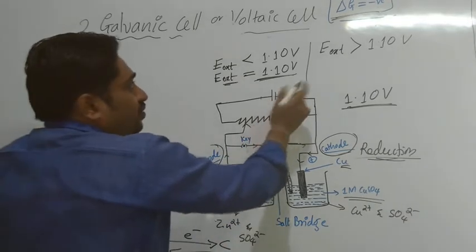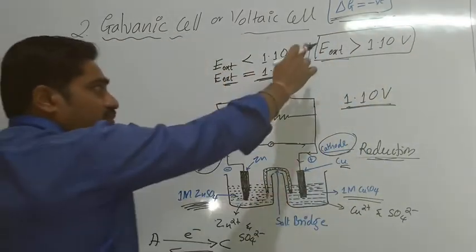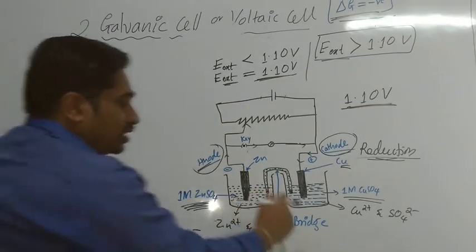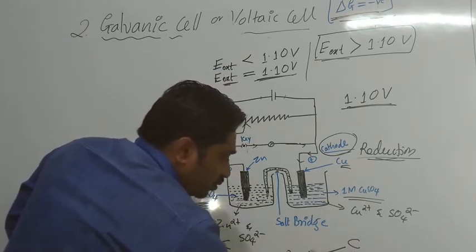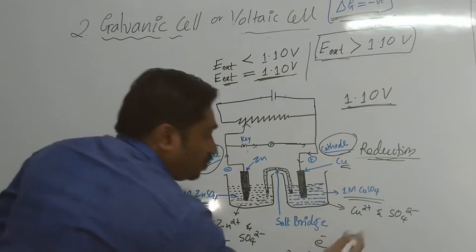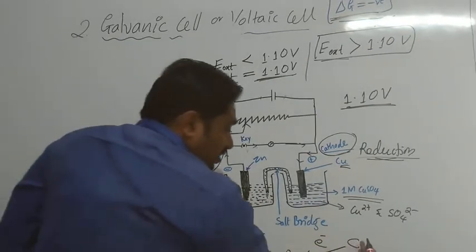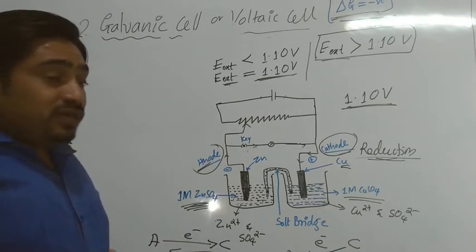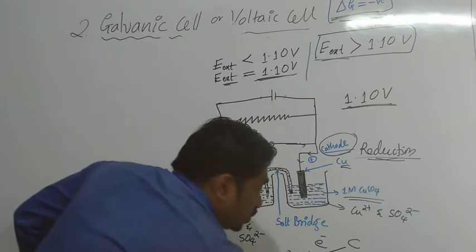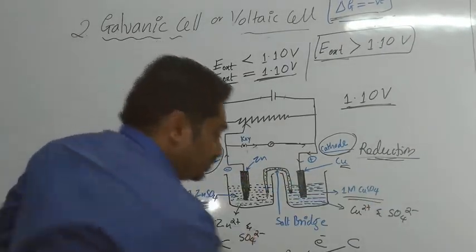In this condition, when the external potential is greater than 1.10 volt, electrons will move from cathode to anode. So if electrons are moving from cathode to anode, then in which direction will the electric current move? The electric current will move from anode to cathode.